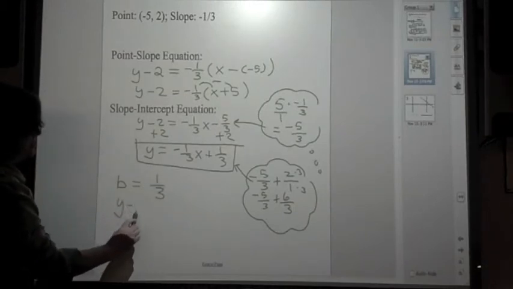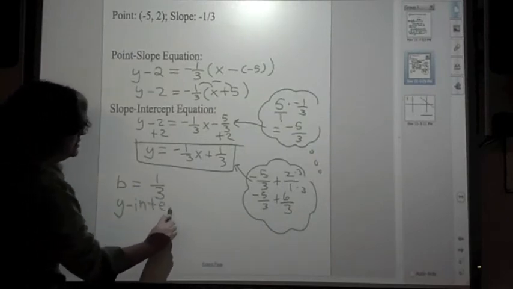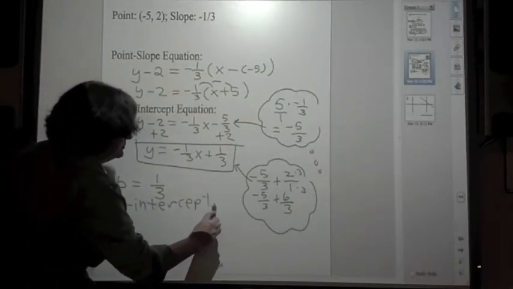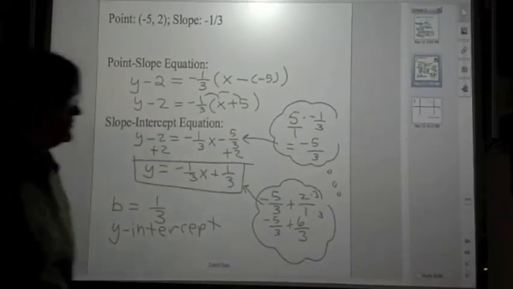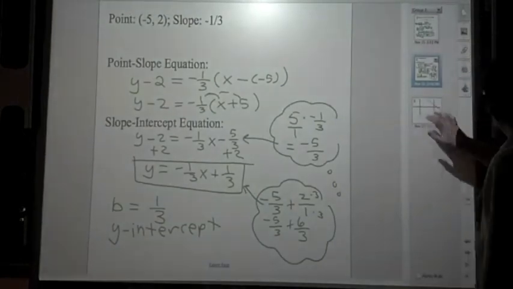Remember, b stands for the y-intercept. Okay, now we're going to graph. Let's see what happens.